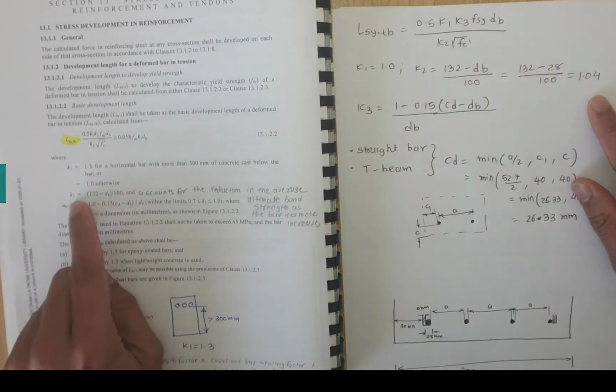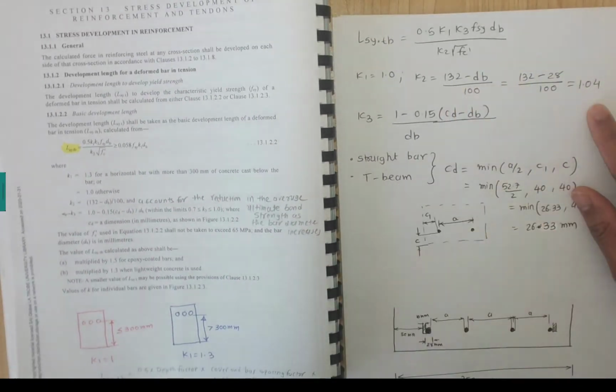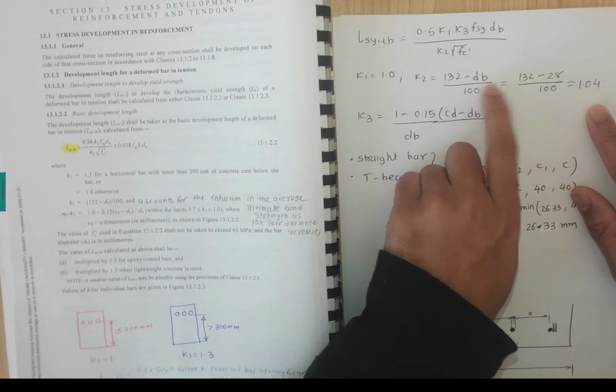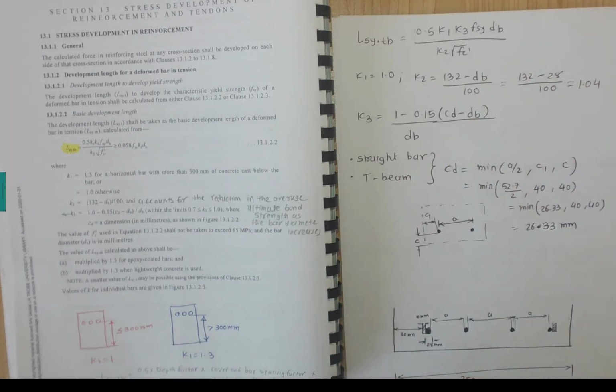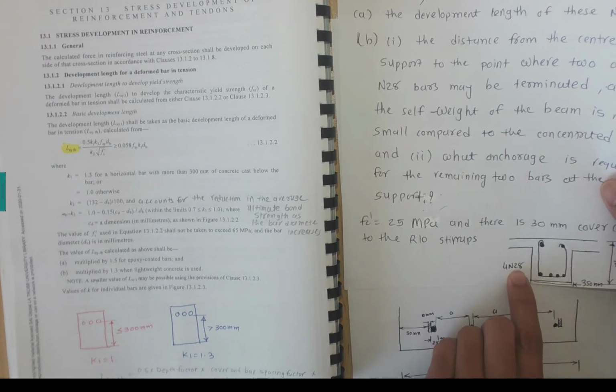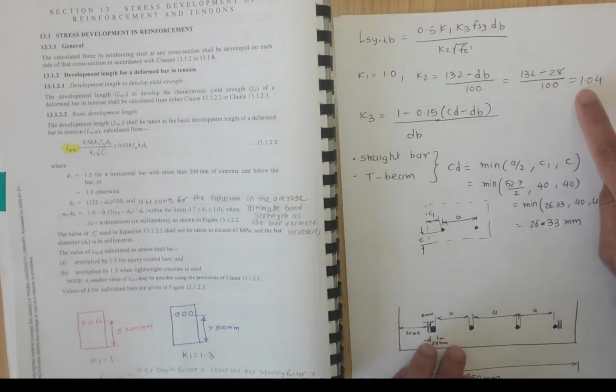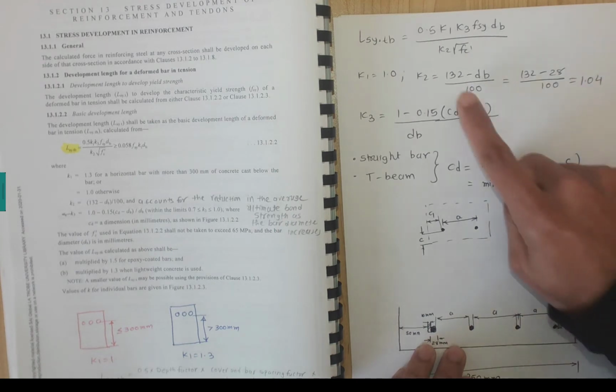Now the equation for K2 is (132 minus db) over 100. I have written it here, and the diameter of the bar is 28 millimeters, given as 4 N28 bars, so 28 stands for the diameter. I just substitute that, which gives us 1.04 as K2.